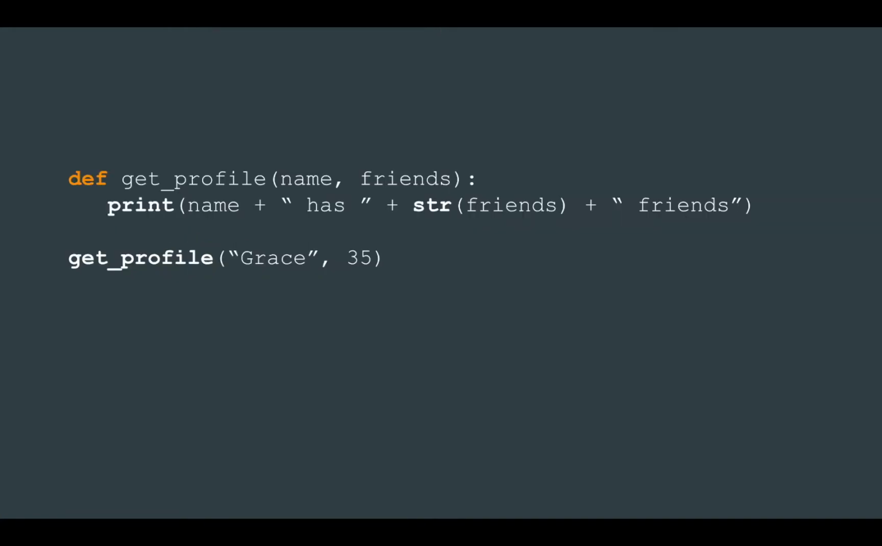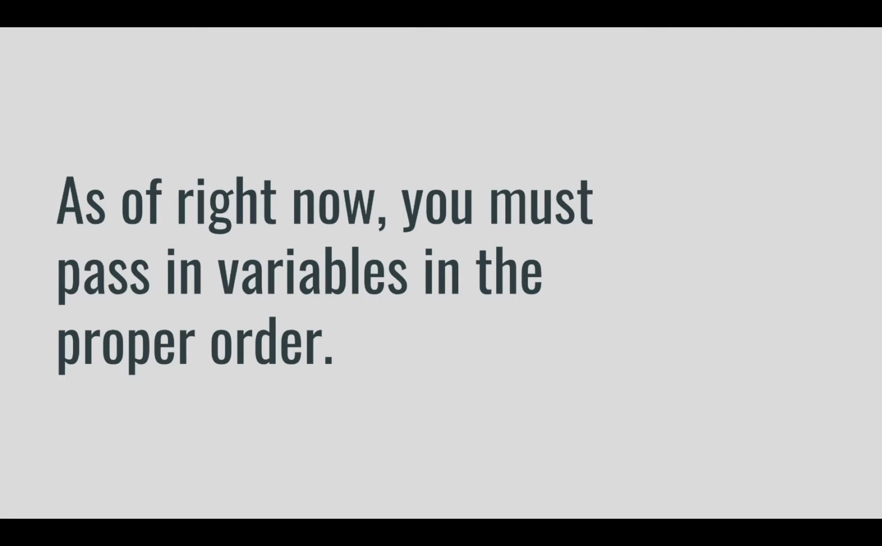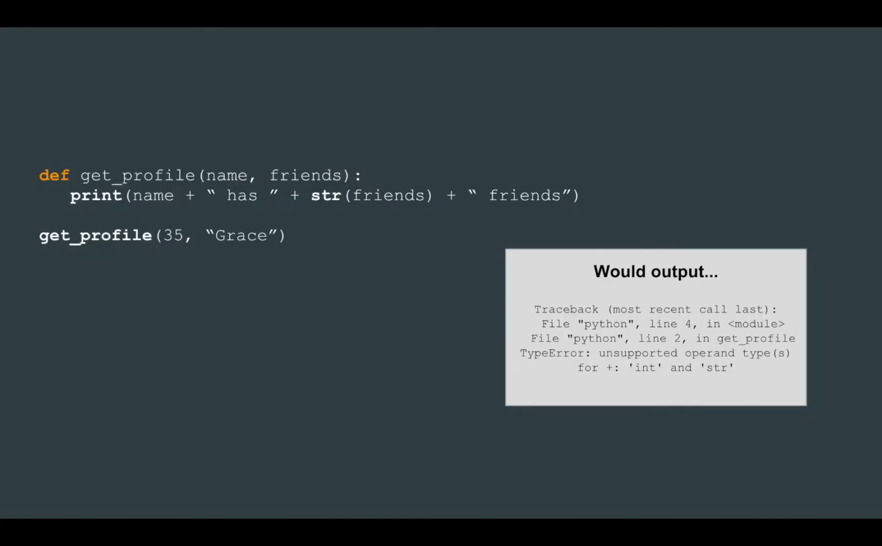We have a function called getProfile, and it takes in a name and the number of friends that person has. Then it simply prints out their name has however many friends they have. So if we call getProfile passing in the name Grace and the number 35, it would output Grace has 35 friends. As of right now, you have to pass the variables in the correct order. For instance, if you pass in the number of friends Grace has first and then her name, you're going to get an error because Python doesn't really know how to handle this.